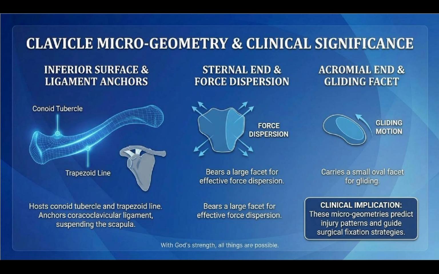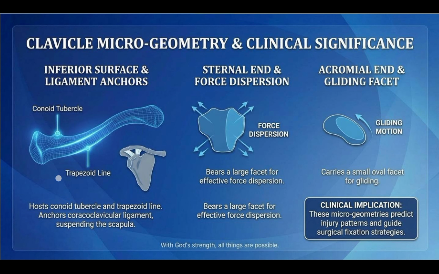So in the clavicle, we have the inferior surface and the ligament anchors. We have the sternal end and force dispersion. We have the acromial end and gliding facets. So let's start discussing them one by one. At the lateral end, which is more flat, we have what we call the conoid tubercle and the trapezoid line.